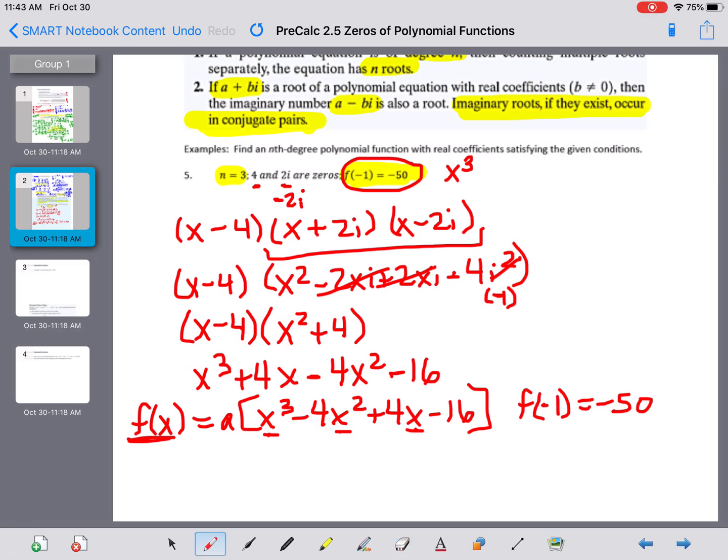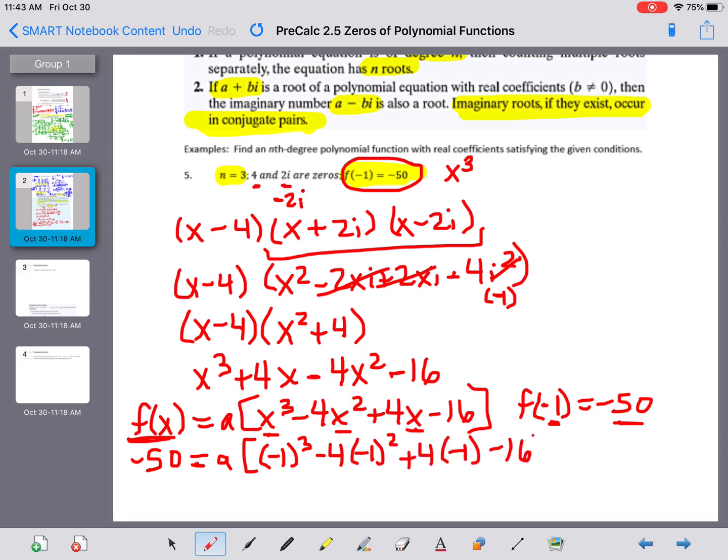Okay, so my f of x, or my y value, is the negative 50. I put that in over here. I'm trying to solve for A, so that's still my variable, and I'm going to plug in this negative 1 everywhere I see an x. So I get negative 1 cubed minus 4 times negative 1 squared plus 4 times negative 1 minus 16. Okay?